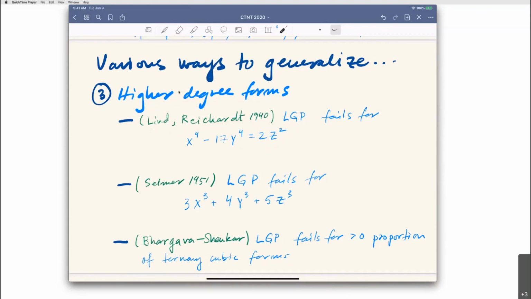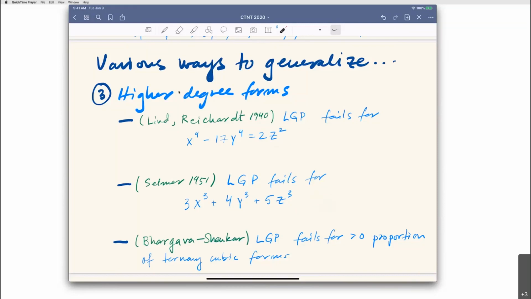Say this is a non-homogeneous quartic form over the rational numbers that does not have a global non-trivial zero, but has zeros everywhere locally, p-adically and real. And then, of course, everybody loves to mention this famous example of Selmer over the rational numbers, 3x cubed plus 4y cubed plus 5z cubed. It's a homogeneous cubic form in 3 variables that is a failure for the local-global principle.